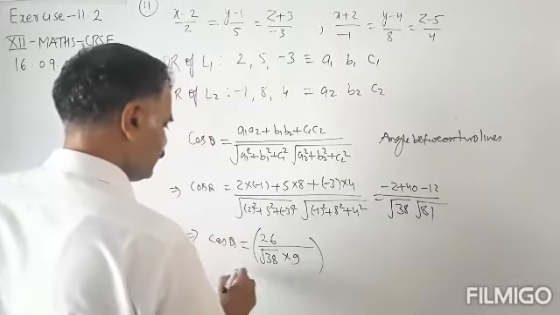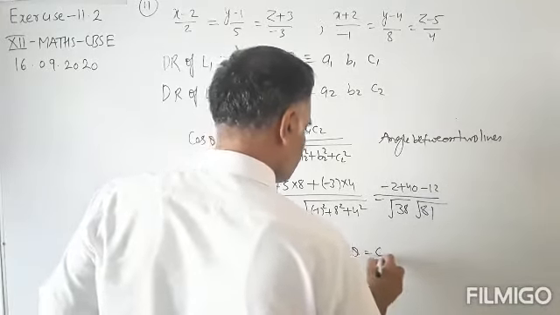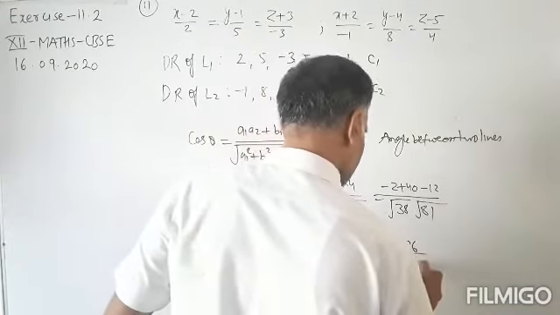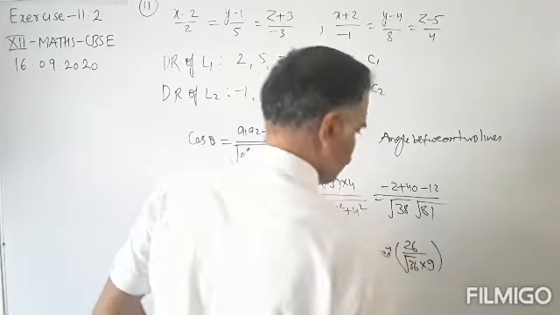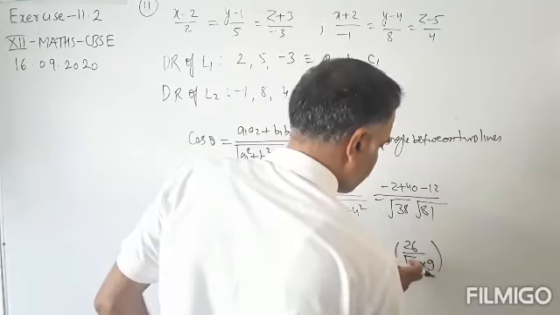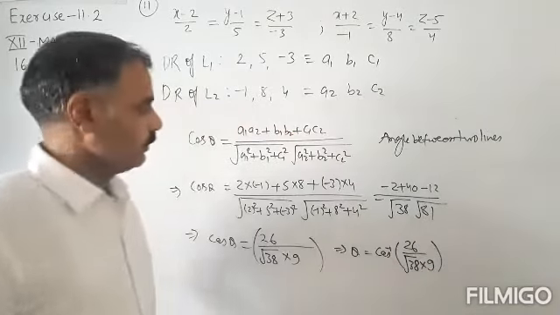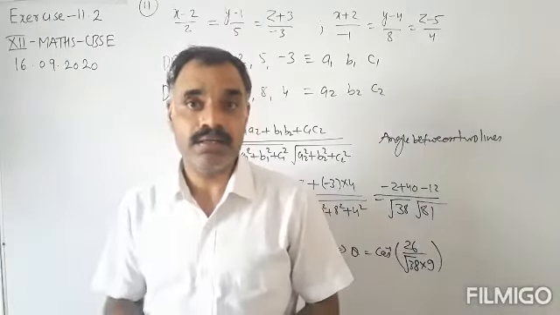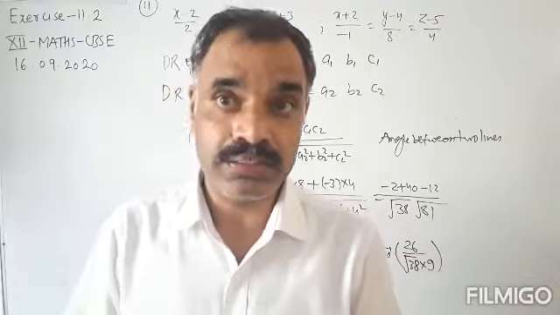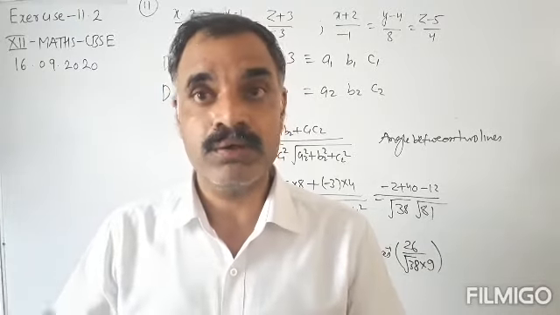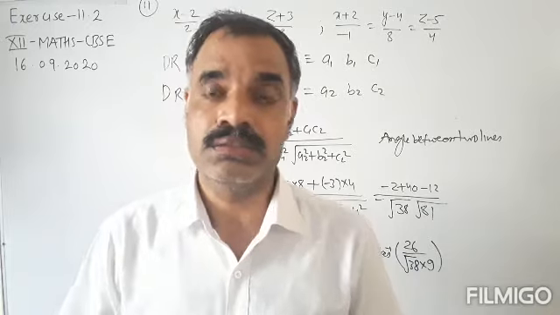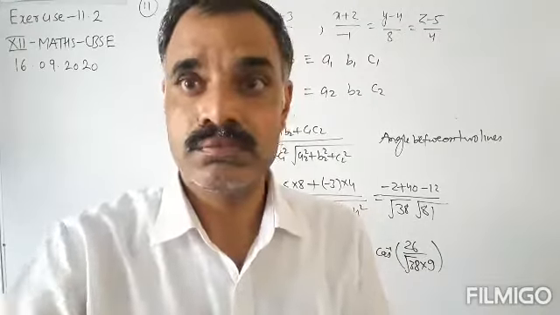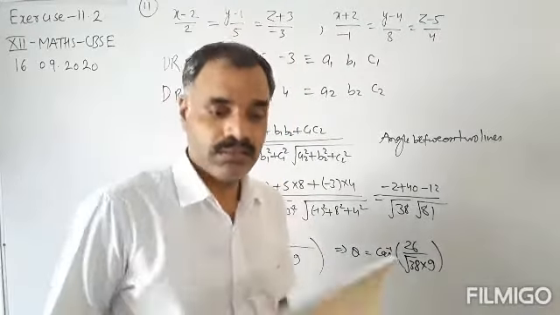So this is the angle. Theta equals cos inverse 26 upon under root 38 into 9. So this is the angle between the two given lines. In this way we can find the angle when the lines are given in Cartesian form and also in symmetrical form, that is in standard form. Okay, now question number 12.